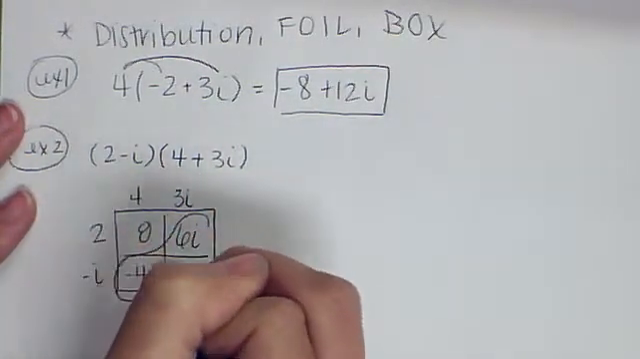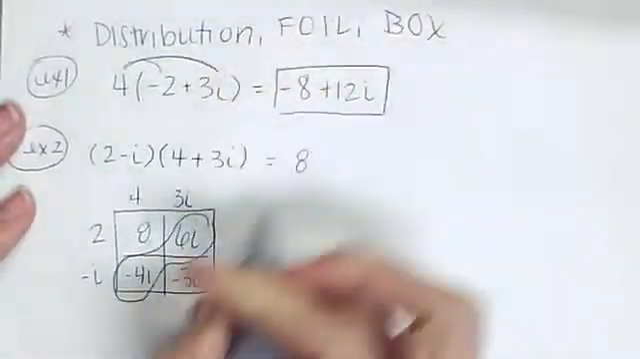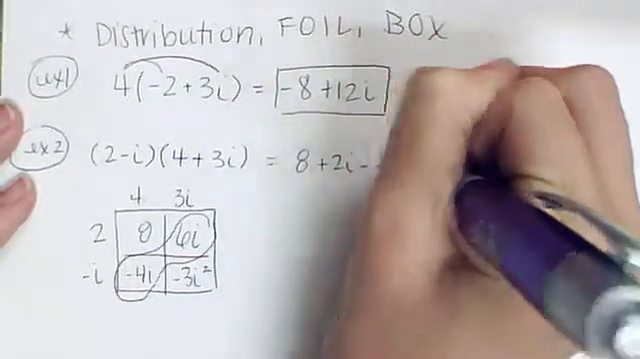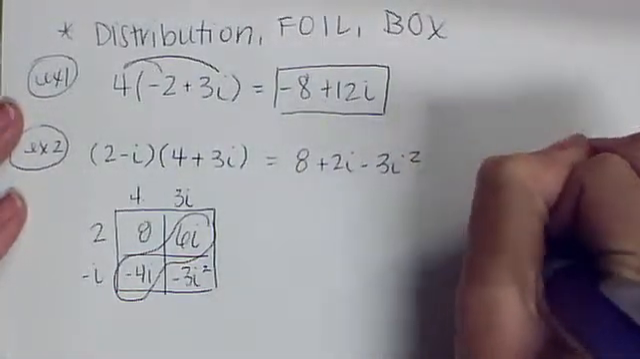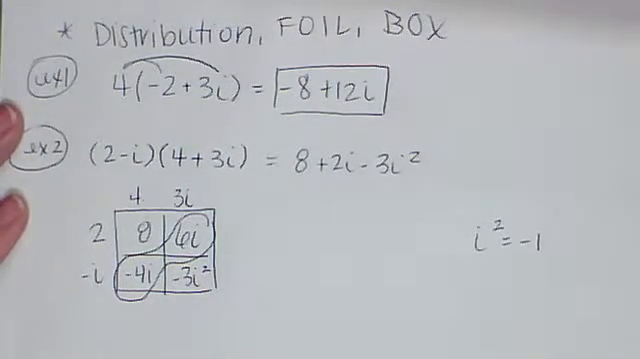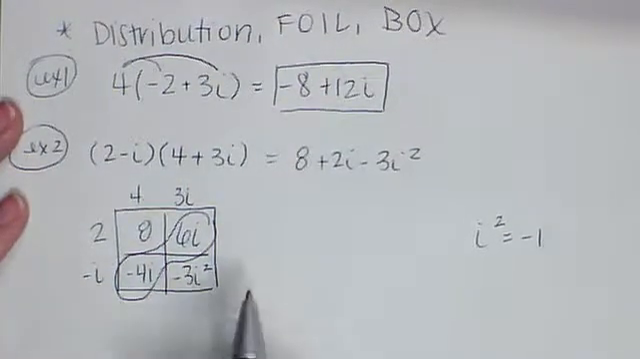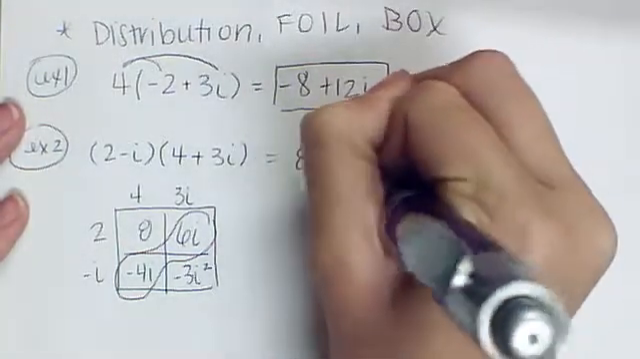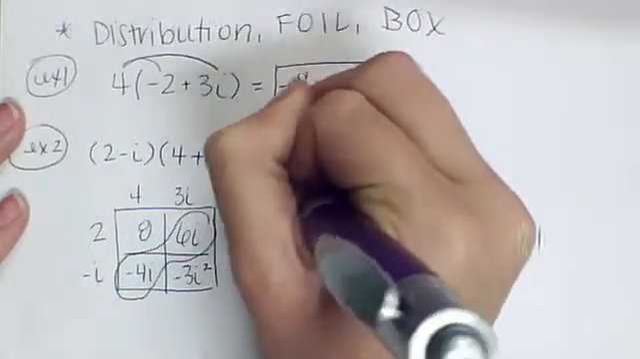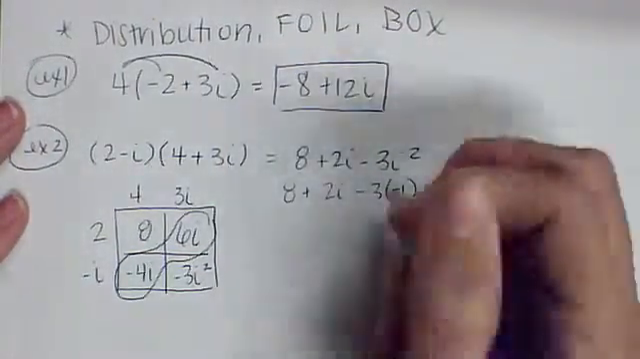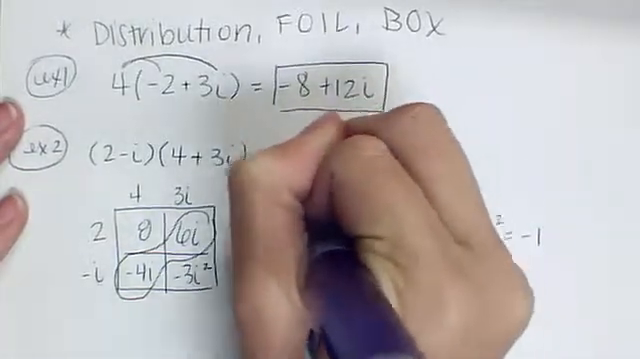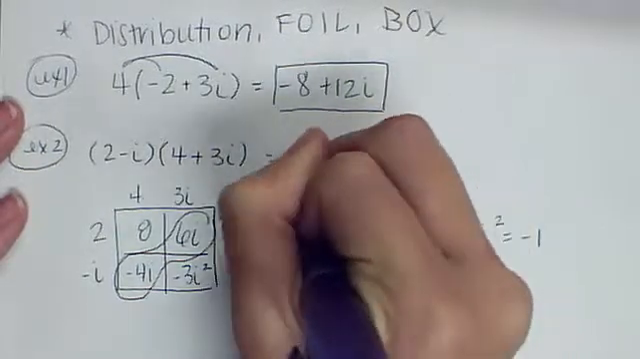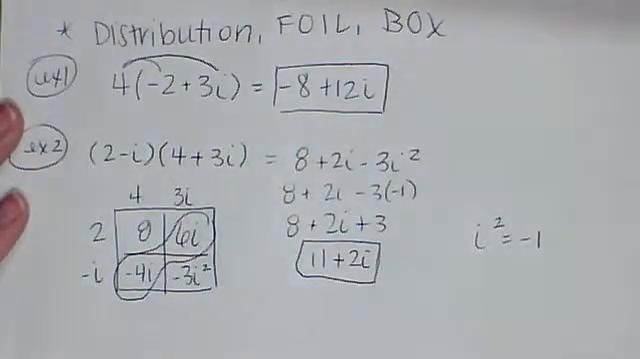I can combine my like terms. So in this problem I'll have 8, and then 6 plus negative 4 is 2i minus 3i squared. Remember from yesterday, i squared is equal to negative 1. That was when we talked about winning the lottery. Remember, i won. And when you've done that, then you can plug in negative 1 for i squared. Okay, negative 3 and negative 1 make positive 3. And 8 plus 3 is 11, plus 2i. And that's your final answer.